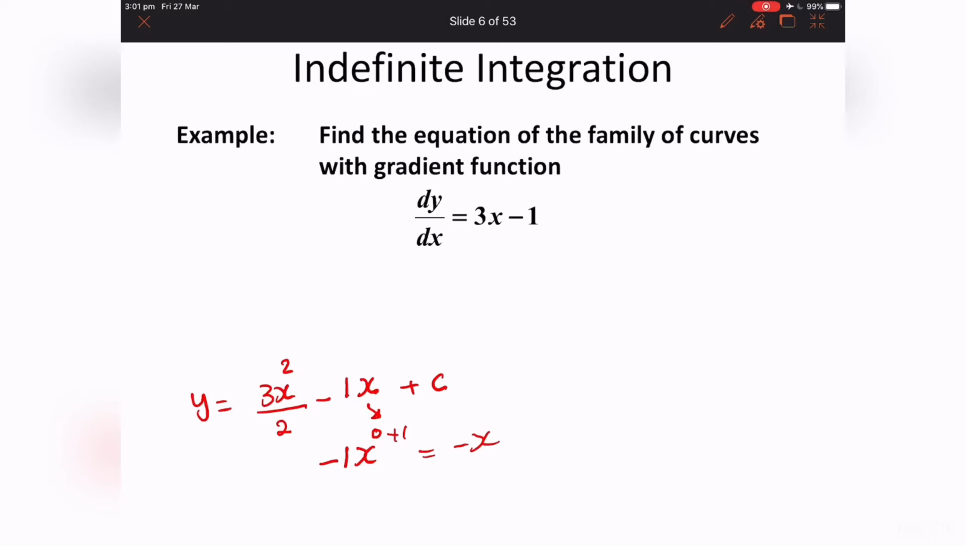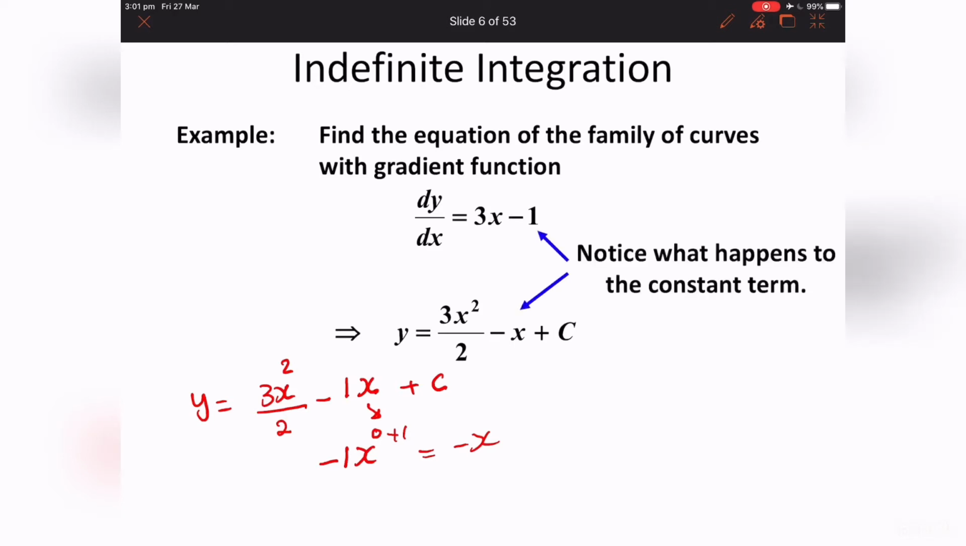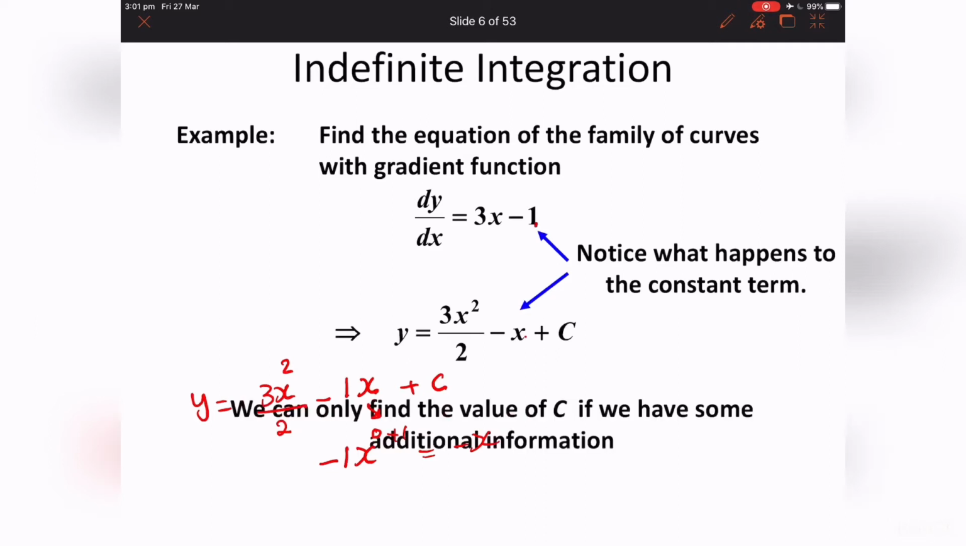So for this one here, y equals 3x squared over 2 minus x plus c, and notice what happens to the constant term, which is the minus 1 here: it becomes minus x. Right, so we can only find the value of c if we have some additional information. At the moment, up to this stage, we can't find the value of c unless we have more information.